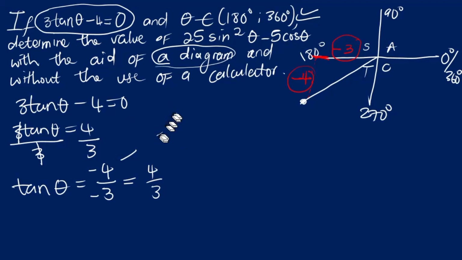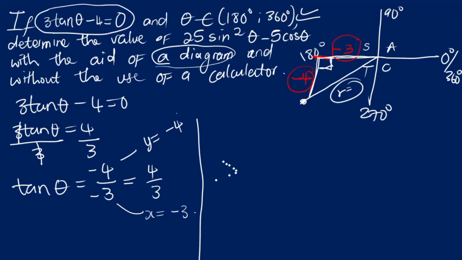Let me not make another mistake. This is my y value, which is equal to negative 4, and this is my x value, which is equal to negative 3. Now, if this is supposed to form an imaginary right angle triangle, I must find my r value to be able to solve anything. Bear in mind, guys, I haven't started solving the question yet.